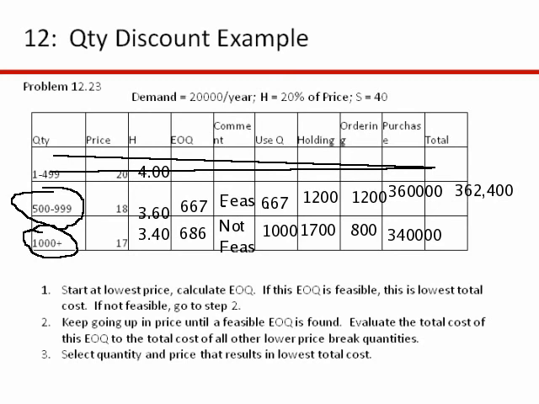All right, so now you look here, we have a total cost of $362,400, and we have a total cost of $342,500. Well, the lowest total cost here is this one at the bottom. It's $17. So again, the answer is we're going to order 1,000 units at $17 each, and that's going to be the answer to the quantity discount example I gave you.